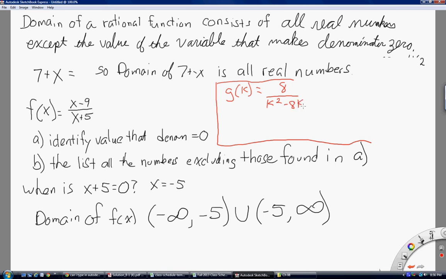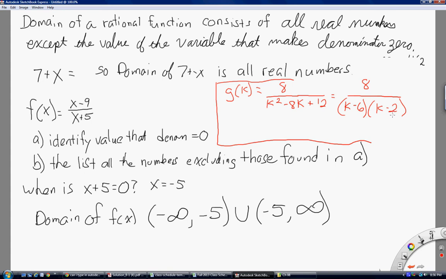So this equals 8 over k minus 6 times k minus 2. Whenever you do these, just double check them. k times k is k squared. This will be a negative 2k, negative 6k, gives me a negative 8k, negative 6 times negative 2, positive 12.